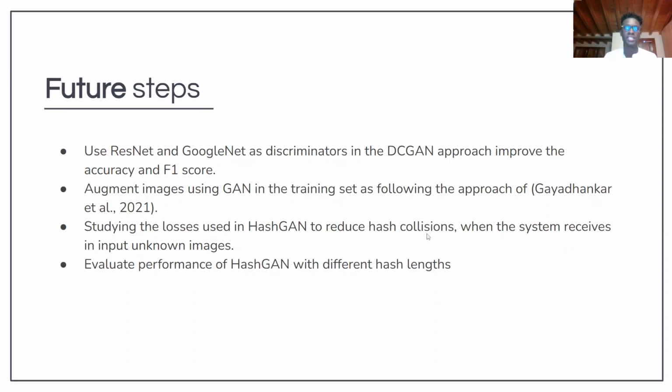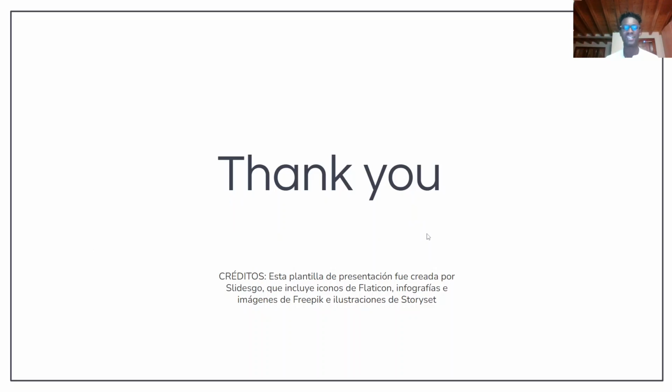And in future steps, this can be explored, as well as using, instead of the DCGAN discriminator proposed in the model, ResNet or GoogleNet as discriminator to improve the accuracy and the F1 score. And we can use GAN to augment the number of images in the training set that are perceptually similar. And we can also study more the loss used in HashGAN to reduce the hash collision, and how it approaches new transformations to improve that. And we want to evaluate also the performance of HashGAN with different hash lengths. This was it, and thank you.